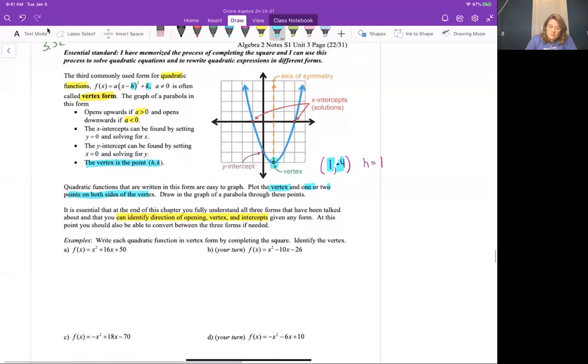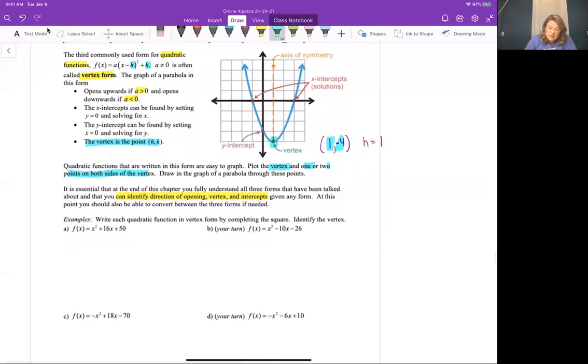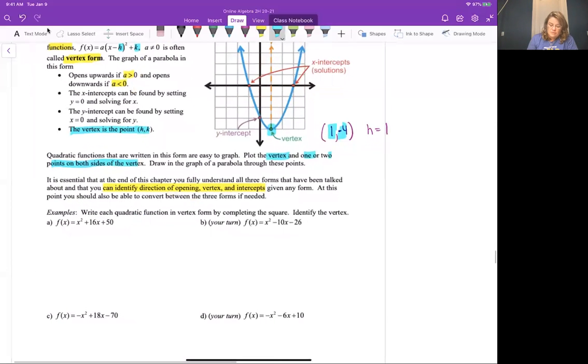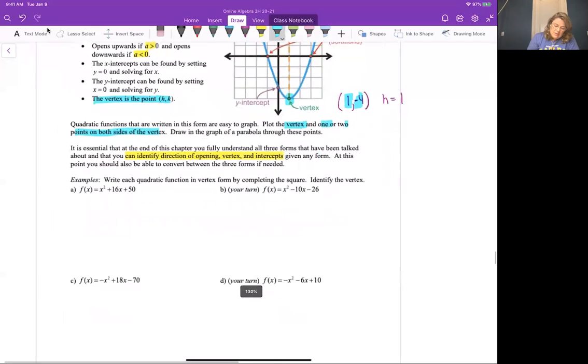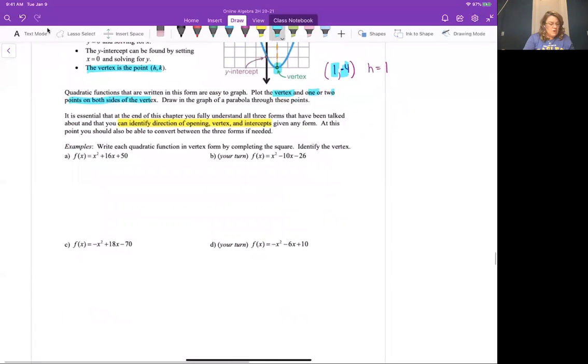Okay, we're going to review this at some point, but it's essential you understand all three forms. We've had standard or expanded form, factored form, and now vertex form. In each situation, you need to be able to identify whether it opens up or down, how to determine its vertex, and also the intercepts in any of the three forms. Okay. All right, let's do some problems.